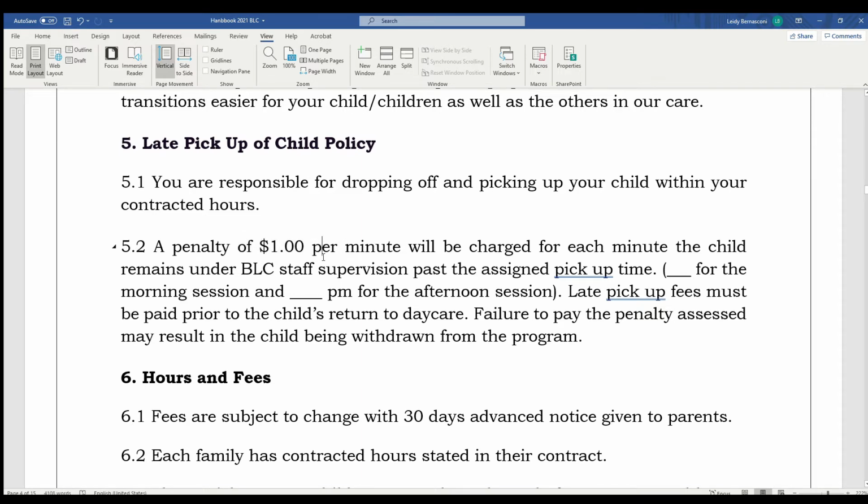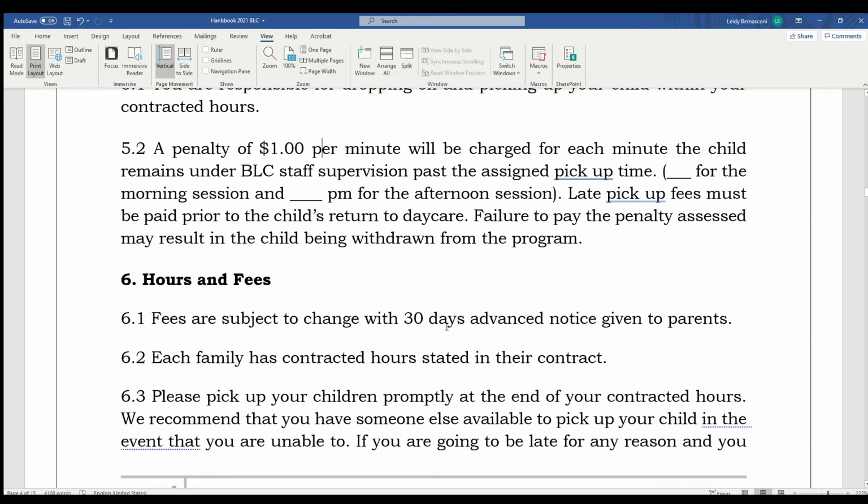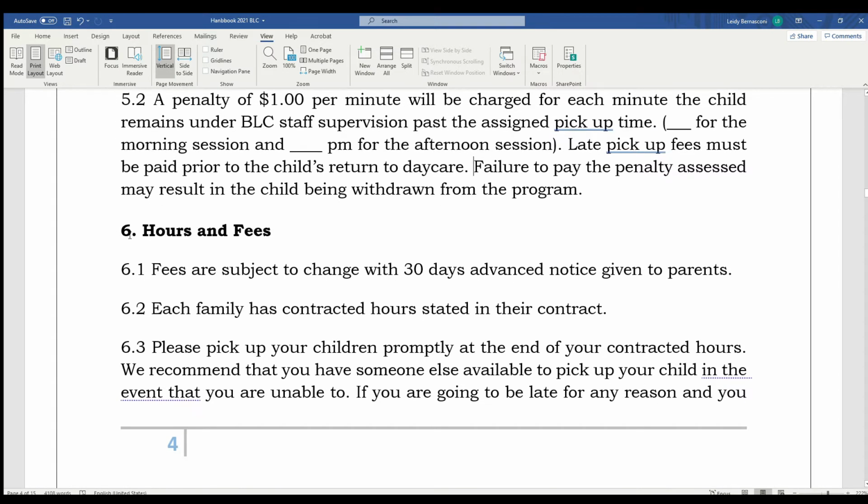I'm really blessed that many of my families really have a lot of respect for me, and I also have respect for them. That's why if I open at 7:30, at 7:30 I'm open. It doesn't matter what happened to me earlier, I'm always on time. Now point number 6, hours and fees.